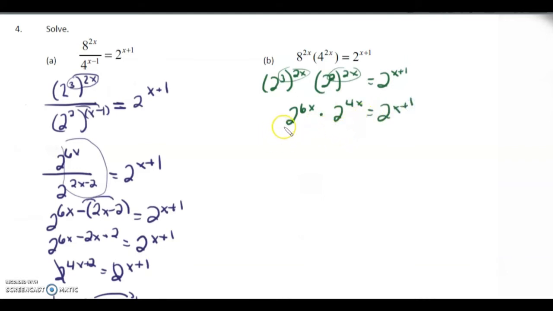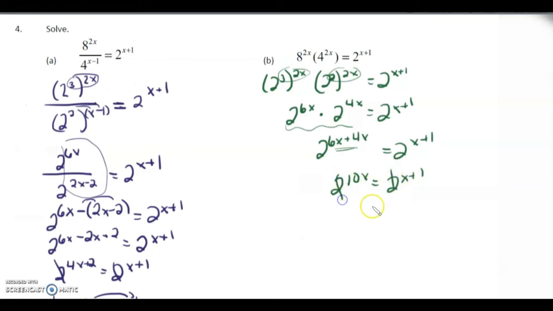So in exponent laws, when we have two terms multiplied by one another, and we have the same base, what we do is we add the exponents. Okay, so add those. So I get 2 to the 10x equals 2 to the x plus 1. Now I can drop the bases, and I have 10x equals x plus 1. And I have 9x equals 1. Divide out. I get x equals 1 over 9.